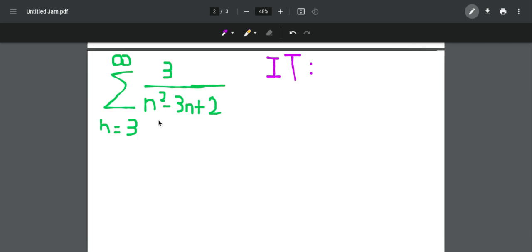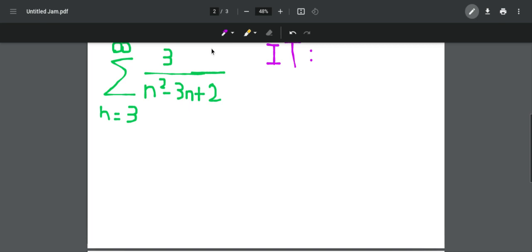But first of all, we can't integrate the variable n. So instead of n, I'm going to use the variable x, which we usually use for integrating. I'm going to check the integral for convergence. How I'm going to check it is that I'm going to take the integral from 3 to infinity. I'm going to put the 3 outside of the integral because it's easier to not make a mistake.